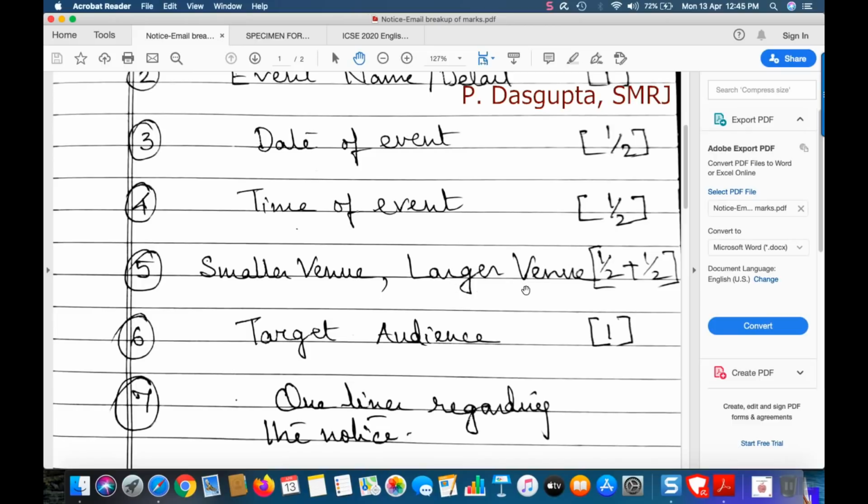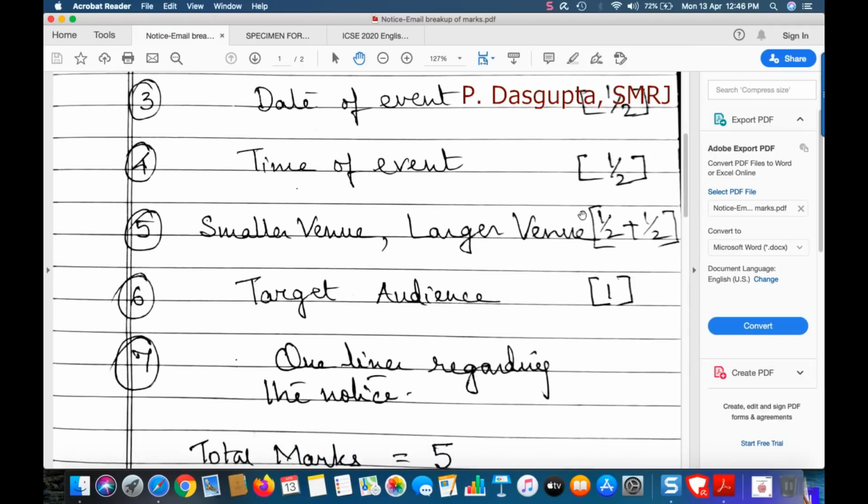In this case, the larger venue will be Seth M.R. Jaipuria School and the smaller venue will be the auditorium. Do not write Seth M.R. Jaipuria School as a smaller venue and Gomti Nagar Vineet Khand as the larger venue. There you will lose half plus half. Please note this because this is a part where many of you make mistakes. Next. So this is half plus half. 1 mark for the venue, but smaller venue and larger venue.